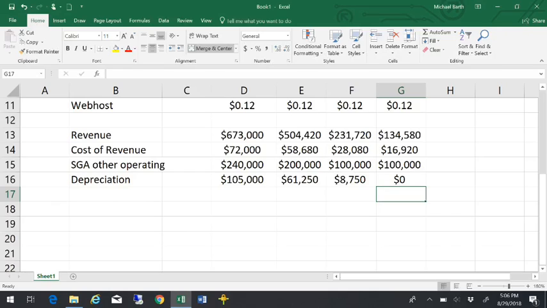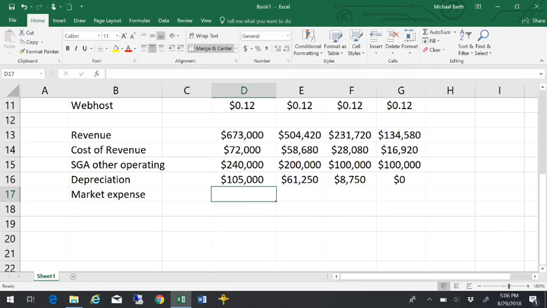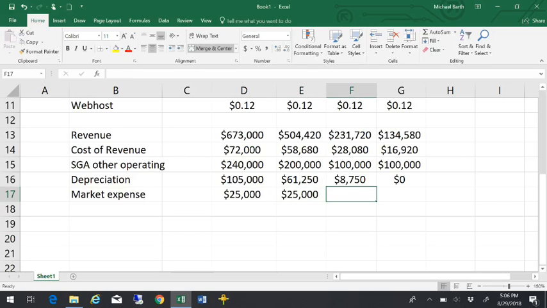And then there's one other expense that we need to add. That's $25,000 of special marketing expense in the first 2 years. Alright, so marketing expense will be $25,000 for the first 2 years, and then 0 in years 3 and 4.